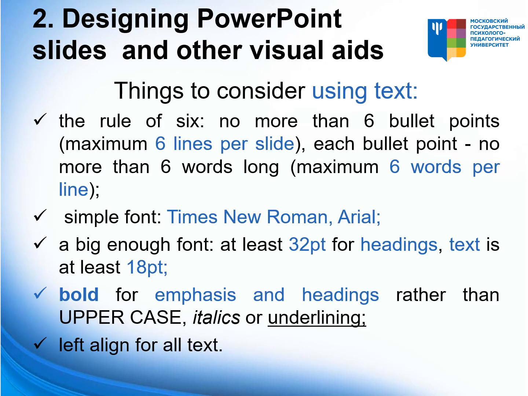Another important thing about preparing slides is using text. Avoid using too much text. Slide overload is bad because people will then spend time reading the slide rather than listening to a presenter. A useful guideline is the rule of 6, which means slides should have no more than 6 bullet points, maximum 6 lines per slide, and each bullet point should be no more than 6 words long, maximum 6 words per line. Don't mix up your fonts and font sizes.